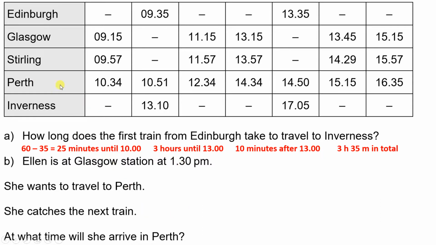So if she's in Glasgow, so here's Glasgow at 13:30. So she's missed the 13:15. So the next one she'll get, because she catches the next train, the next one after 13:30 is this 13:45. She wants to travel to Perth, which is 2 stops down. What time will she arrive? Well, if we go down 2 stops, she will arrive in Perth at 15:15.